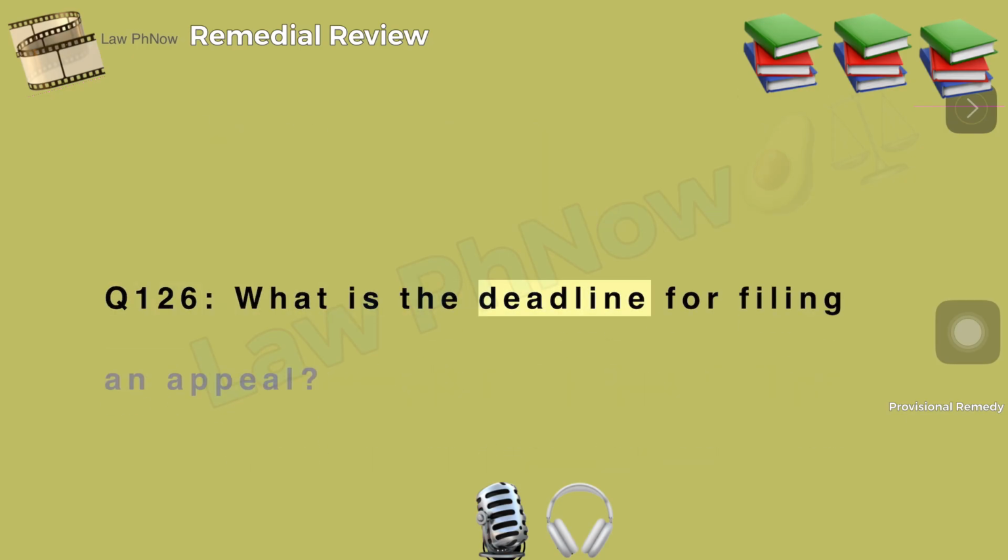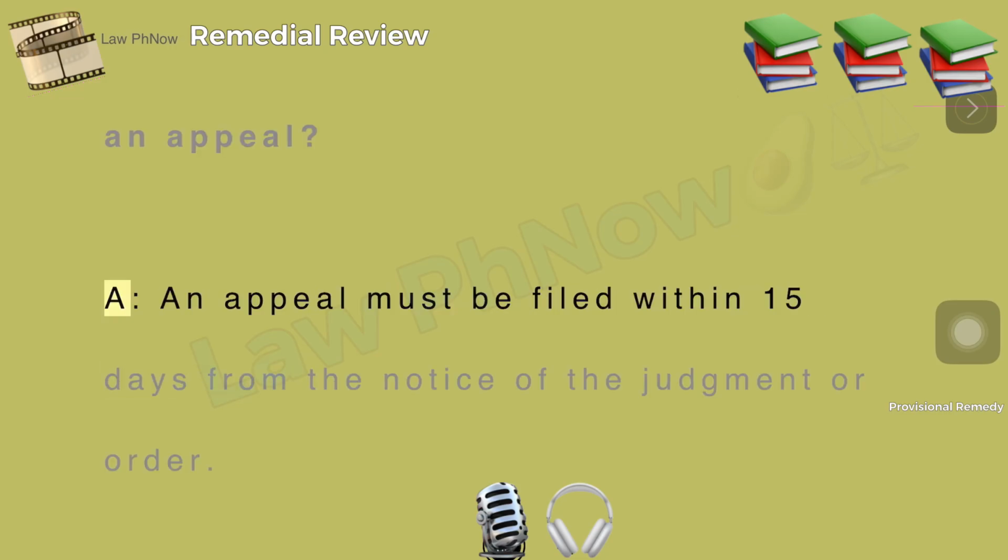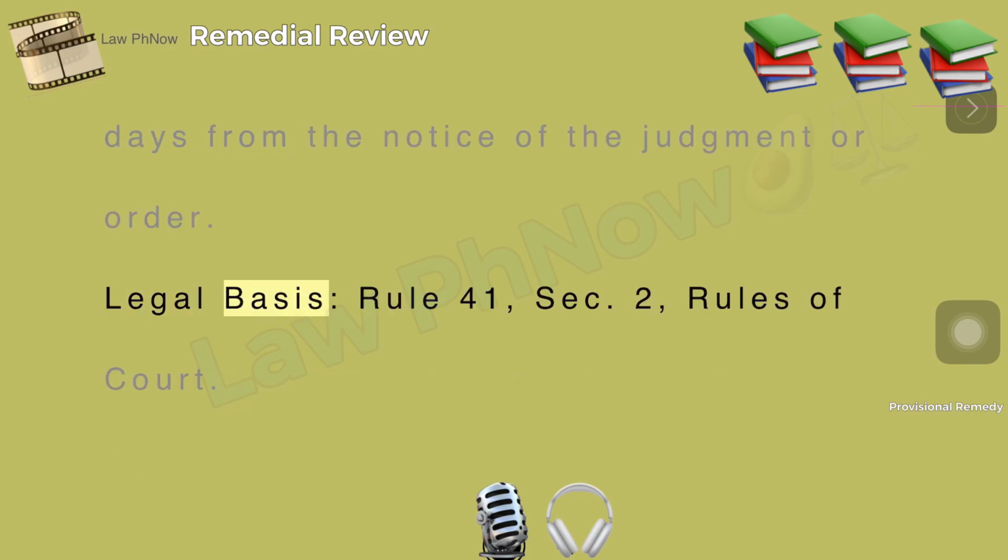Q126. What is the deadline for filing an appeal? A. An appeal must be filed within 15 days from the notice of the judgment or order. Legal basis, Rule 41, Section 2, Rules of Court.